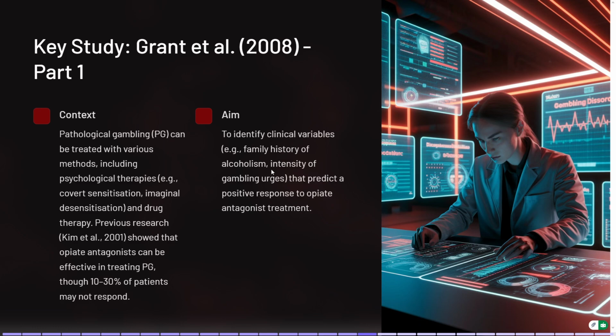Will this help us predict if participants will respond or not? Will there be a correlation between those that respond and their level of family history, the family history they had and the gambling urges they had? Now, let's look at the study itself.